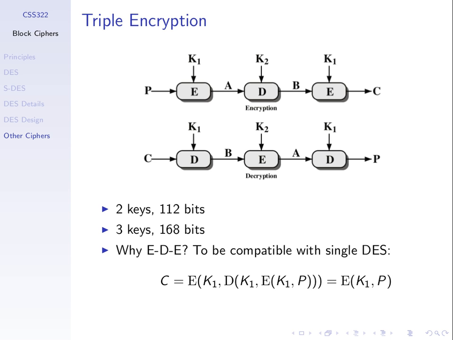So it made sense to make use of the same algorithm, and triple DES has been used as well. The problem with triple DES is that it's three times as slow as single DES, because we're doing the operation three times. And single DES wasn't very fast compared to some ciphers. So the performance is not so good.